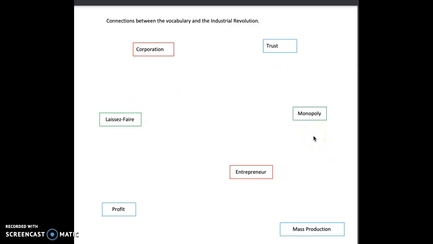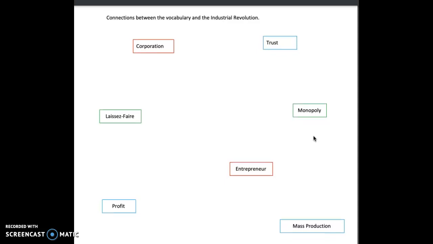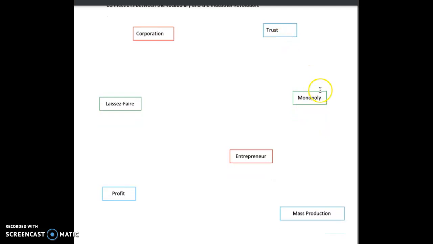Also, as you're reading, I want you to look for connections between the vocabulary words and how they affect each other and interact with each other. So for trusts and monopolies, you're going to find out that if a trust is formed, it pretty much guarantees a monopoly. So these are words that are very closely entwined, that if one happens, it's very likely that the other one will happen as well.